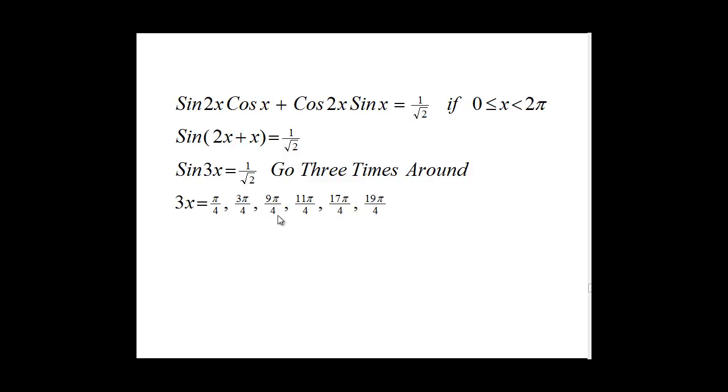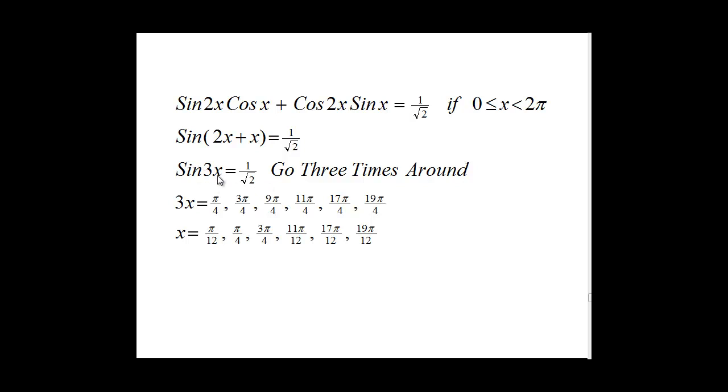Then you divide everything by 3, and I reduced the fractions. It will reduce. So it's pi divided by 12. 3 canceled, so it's pi over 4. 9 canceled, so I get 3 pi over 4. 11 doesn't, so it's 11 pi over 12, 17 pi over 12, and 19 pi over 12.